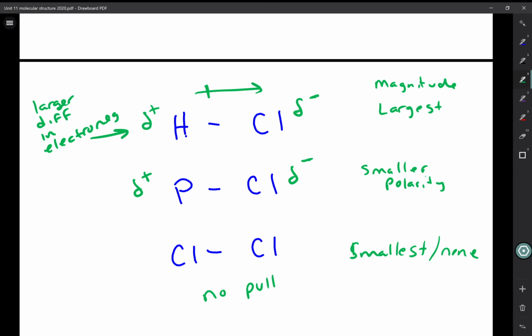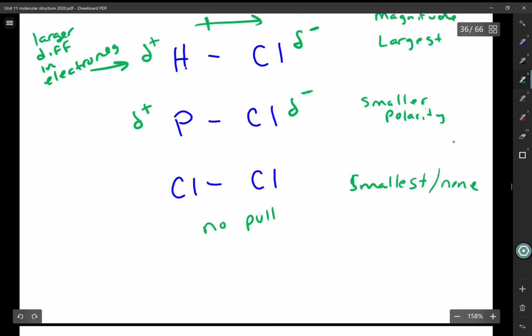So whenever you want to figure out the polarity of a bond, you just look at the electronegativities of the two atoms, or if you don't have a list of electronegativities, just look at how far apart they are. The one farthest to the right, or the one closest to fluorine, is going to be the most electronegative. And the farther apart they are from each other on the periodic table, the more polar that bond is. And that's how you figure out polarity of bonds.